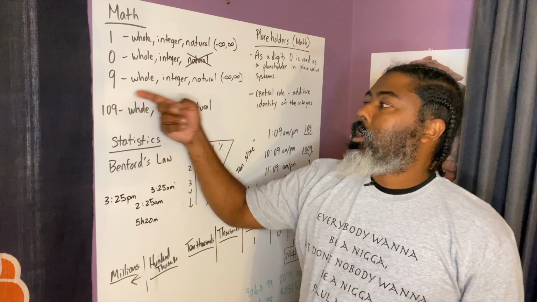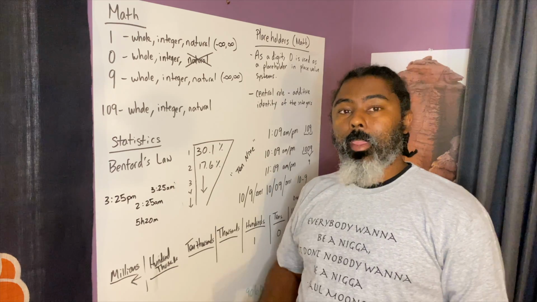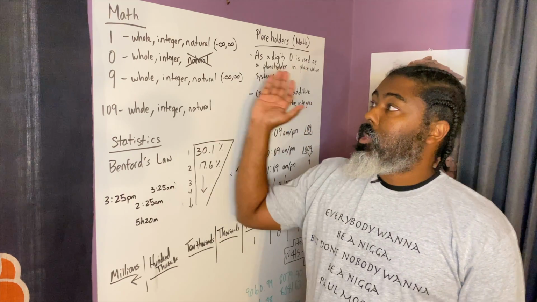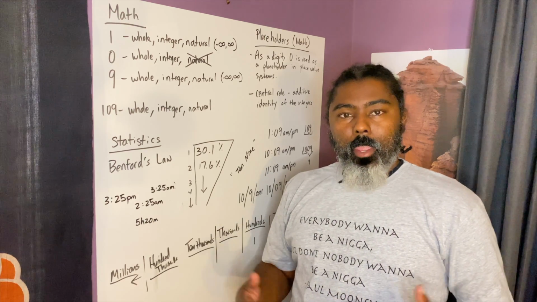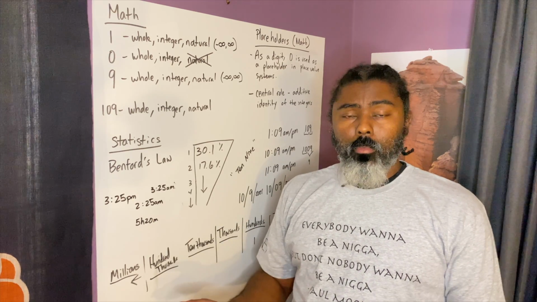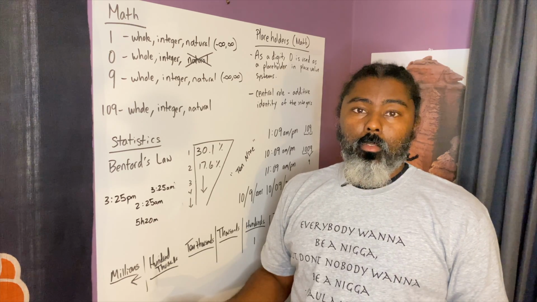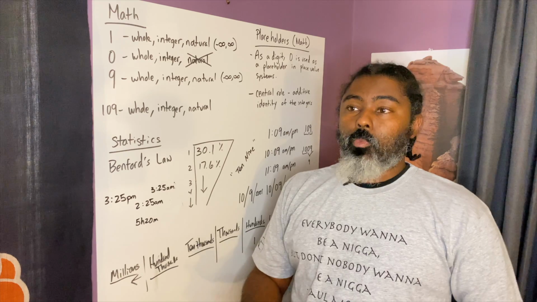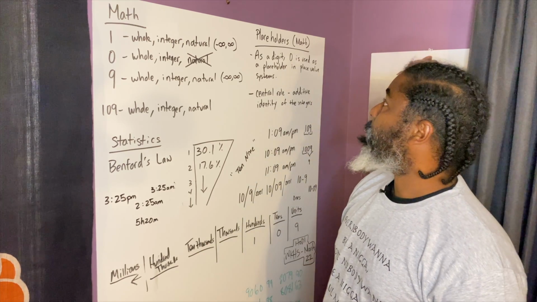The number 9 is a whole number, an integer, and a natural number. So these are some ideas and concepts about the numbers 1, 0, and 9 that I discovered after doing a cursory search, some cursory research on the internet through Google and such.